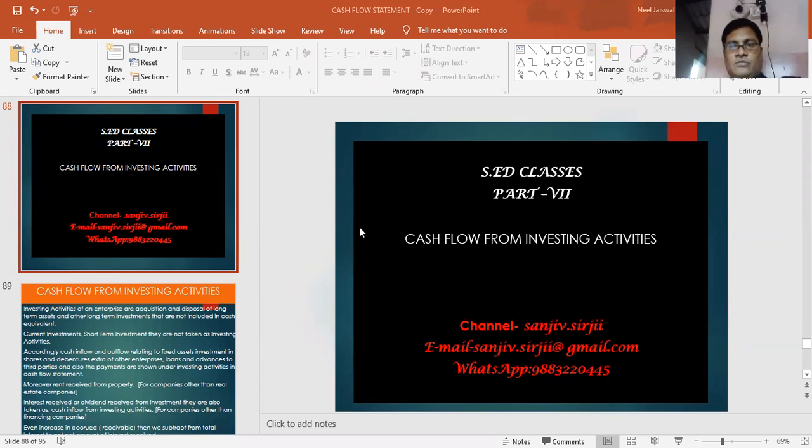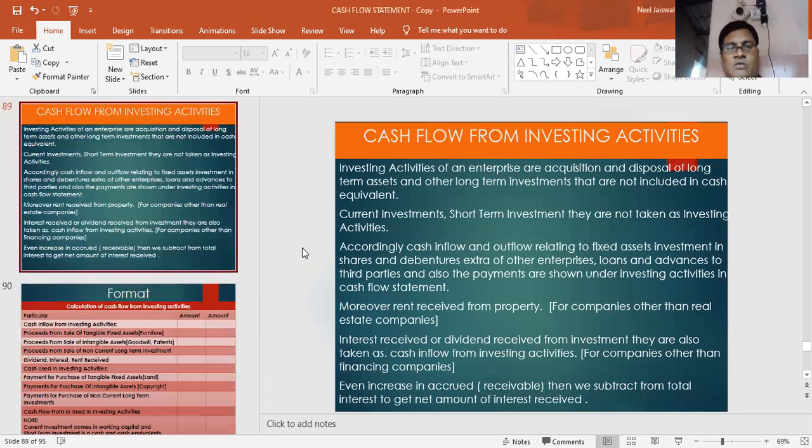So first of all, what is investing activities? Investing activities of an enterprise are the acquisition and disposal of long-term assets and other long-term investments that are not included in cash and cash equivalents.